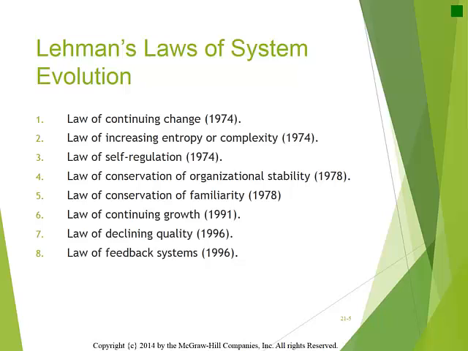This law is also a generalization of the next three laws: the law of conservation of organizational stability, the law of conservation of familiarity, and the law of continuing growth. 4. The law of conservation of organizational stability. The maintenance process of an E-type system tends to exhibit a constant average work rate over the system's lifetime. The 5.